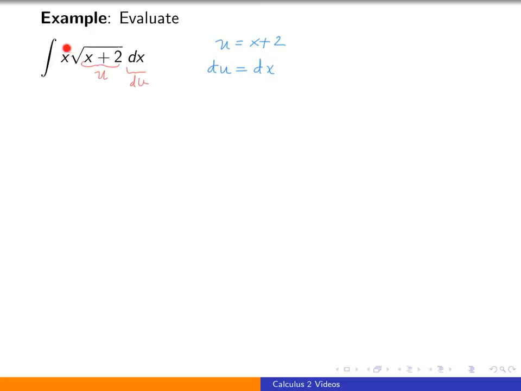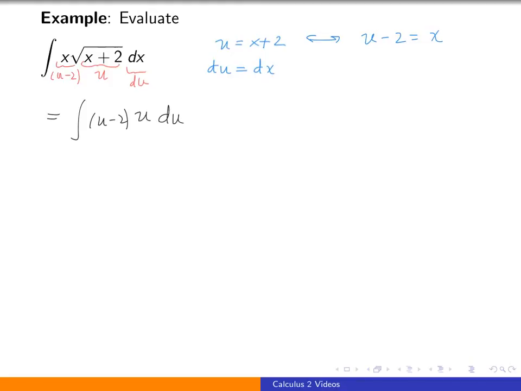We have this kind of pesky leftover x. And if you ever have leftover x's that you need to get in terms of u, we go back to our substitution. The substitution gives us the relationship between those two variables. So u minus 2 is equal to x. So we can replace this x with u minus 2. So an equivalent indefinite integral in terms of u, we would have u minus 2 times square root of u du.